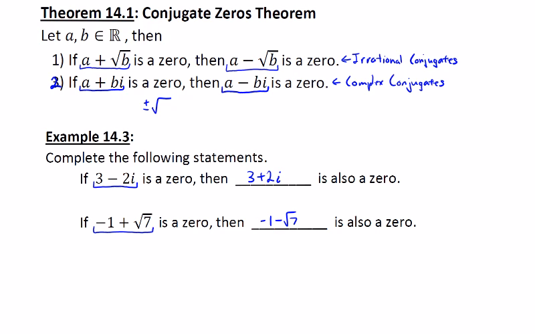So we will see conjugate pairs come back to play in section 5 when we start talking about the linear factorization theorem and the ability to be able to write a polynomial equation for ourselves.